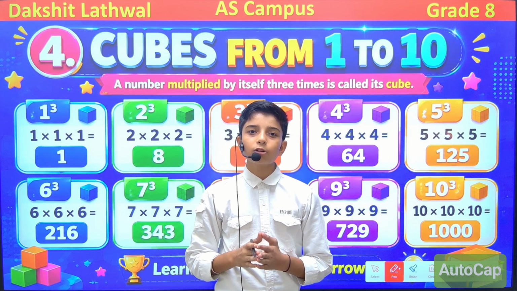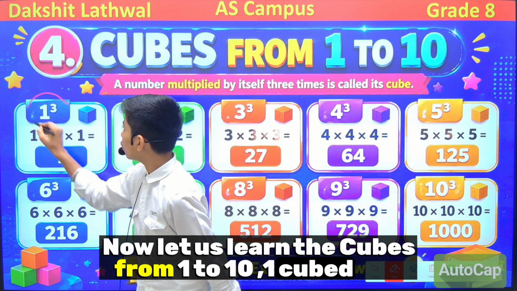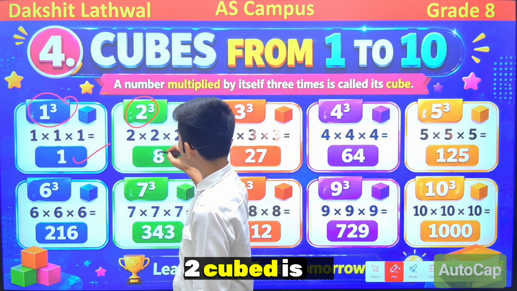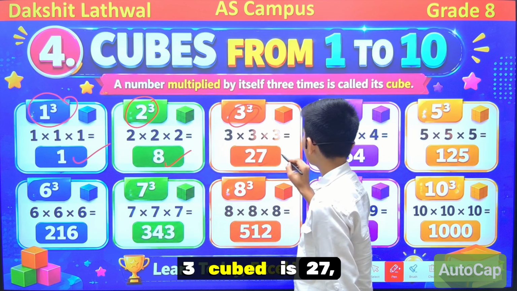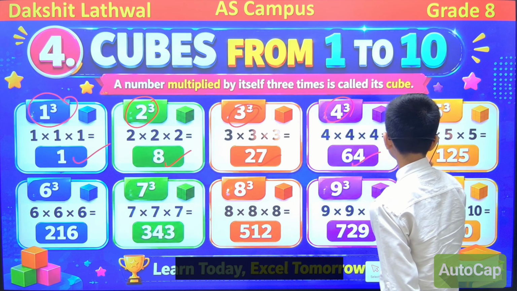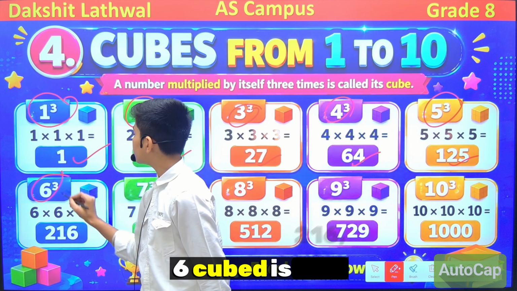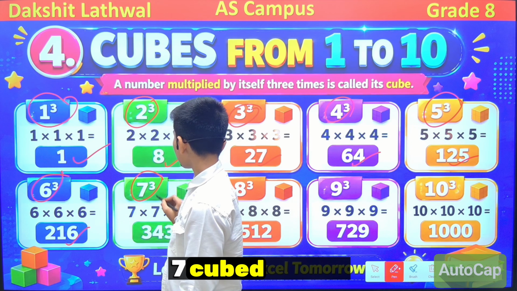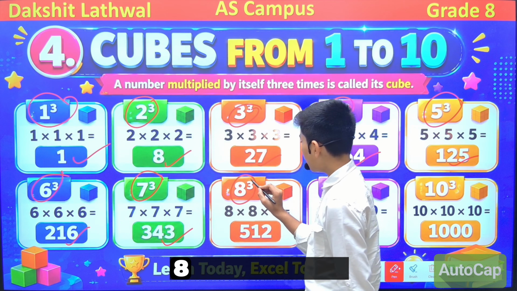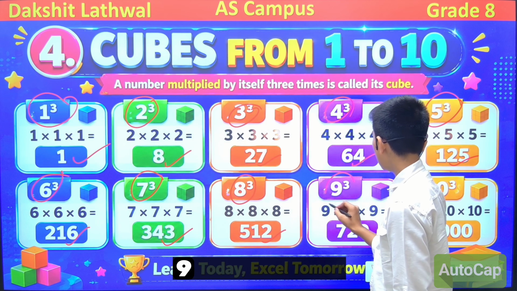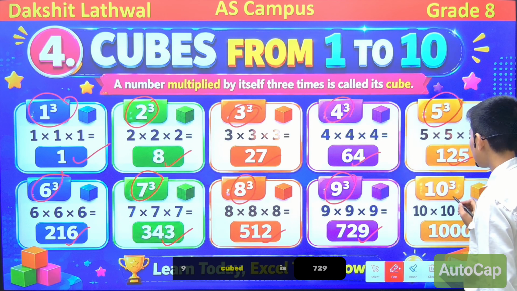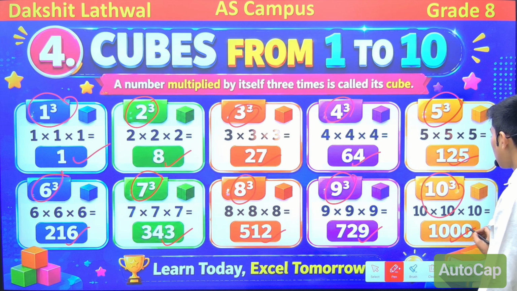Now let us learn the cubes from 1 to 10. 1 cubed is 1, 2 cubed is 8, 3 cubed is 27, 4 cubed is 64, 5 cubed is 125, 6 cubed is 216, 7 cubed is 343, 8 cubed is 512, 9 cubed is 729 and 10 cubed is 1000.